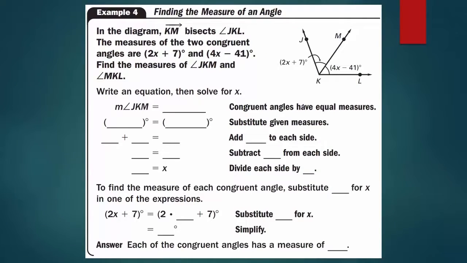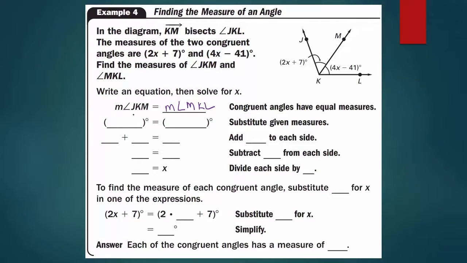Alright, example number 4, finding the measures of an angle. In the diagram, Ray KM bisects angle JKL. The measures of the two congruent angles are 2x plus 7 and 4x minus 41. Find the measure of angle JKM and angle MKL. Well, we are told that KM bisects the angle JKL, which means that this angle over here, JKM, is equal to this angle over here, MKL. So measure of JKM is equal to the measure of angle MKL because they're congruent.